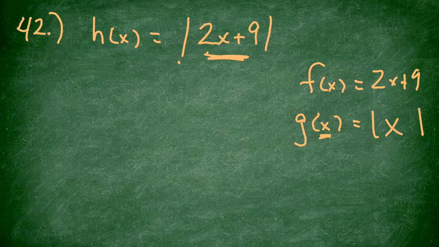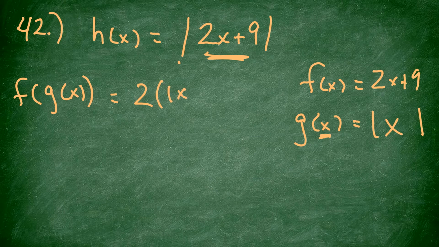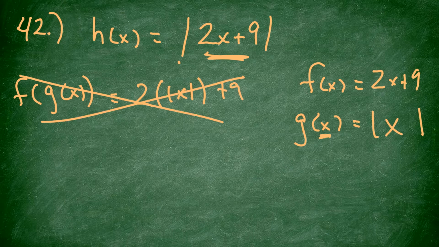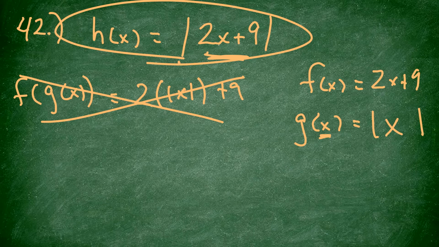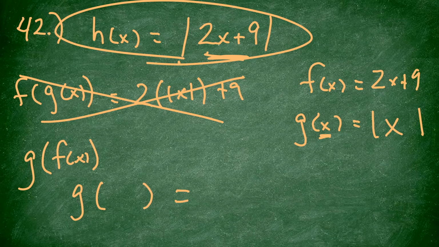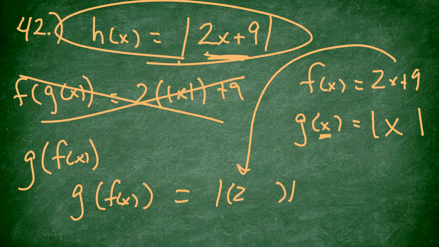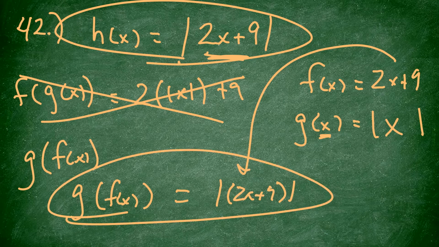All right. Now, if I did f of g of x, I would get 2 times the absolute value of x plus 9. That's not what I want. I want this. So I have to do g of f of x, because g of big old blank space is absolute value of big old blank space. And then if I put f of x in here, I get 2x plus 9. Now I have the same thing here. All right, that's how you do 42.